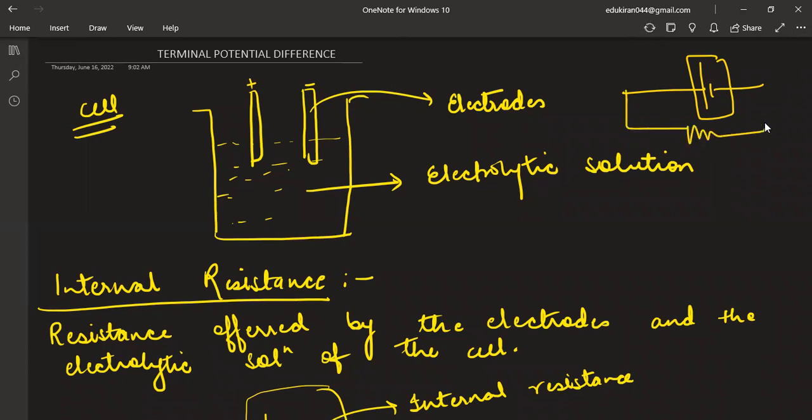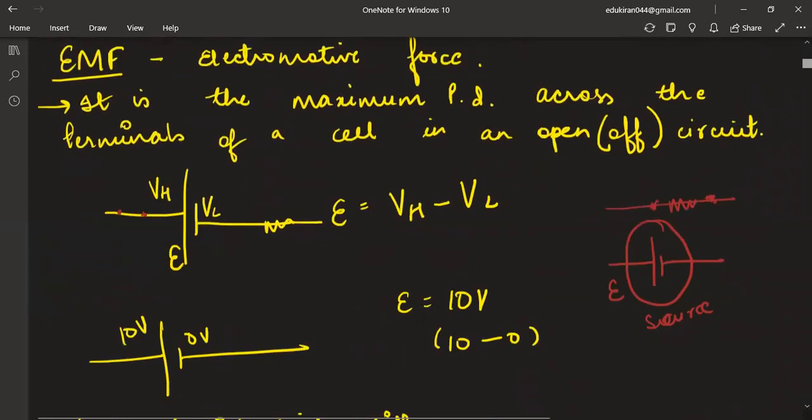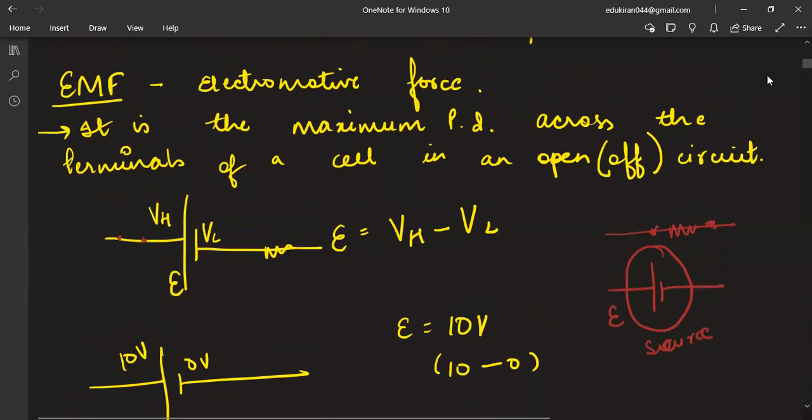And the resistor which we connect by ourselves in the circuit is known as the external resistor. This is the difference. And what is EMF? EMF, electromotive force, is its full form, but it's just a misnomer. It's not a force, and all of you must know this. It's the maximum potential difference applied across the terminals of a cell in an open circuit.